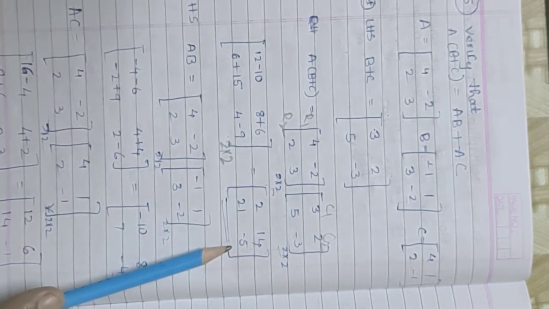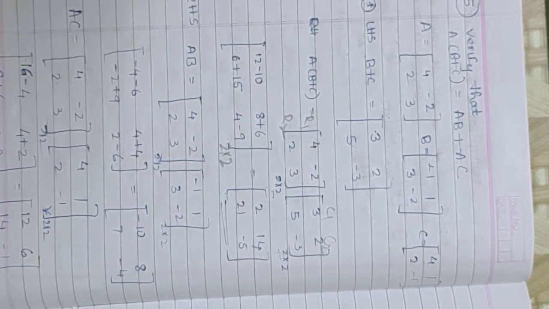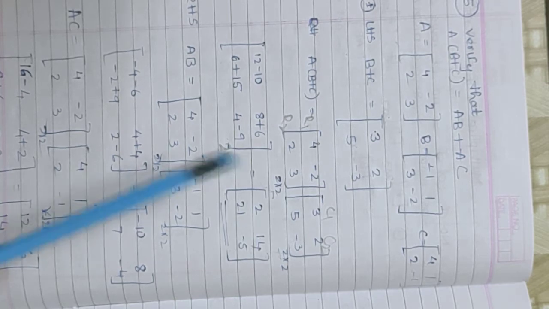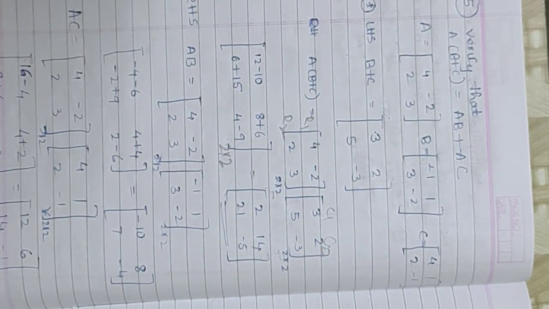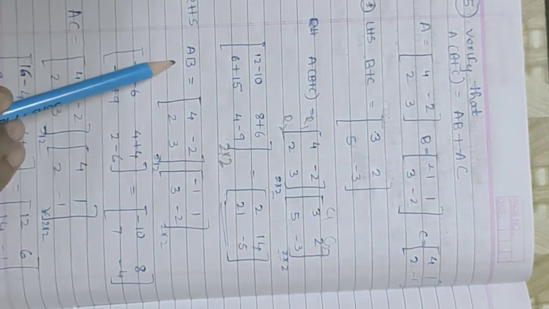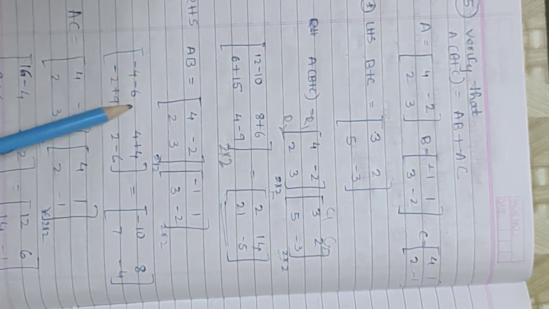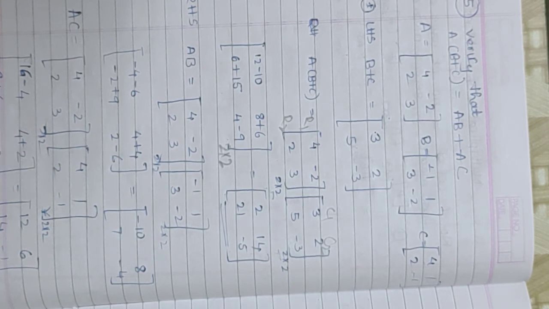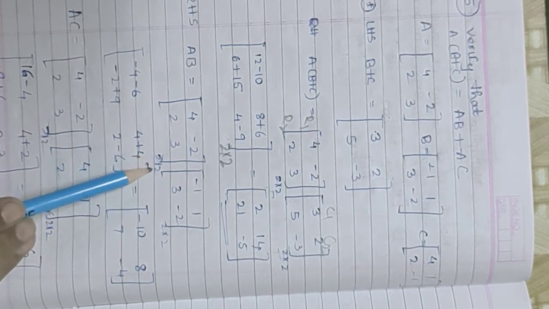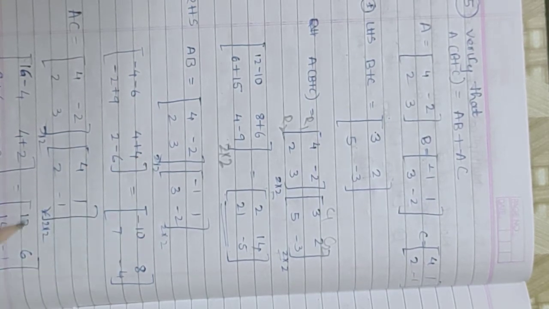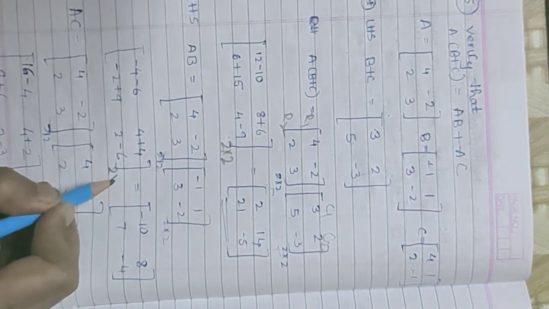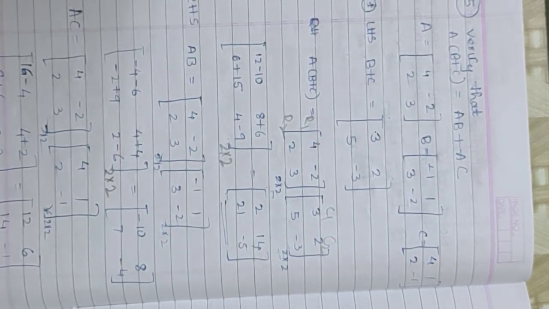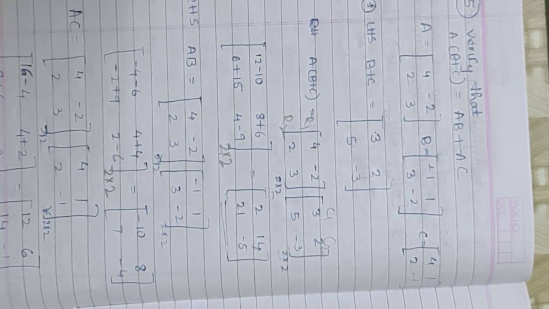So here we got LHS. Now we will find RHS. So for RHS we need AB and AC. So we will find first AB. AB, write A matrix, B matrix, and do multiplication as usual. So this is of order 2 by 2, this is also of order 2 by 2. So our resulting matrix will be of order 2 by 2.